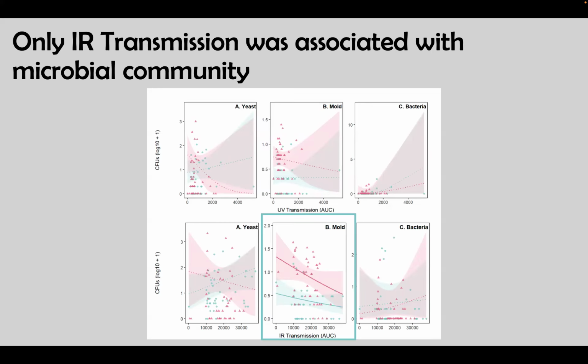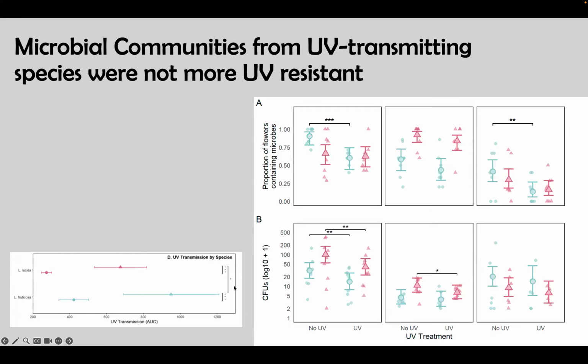I had this idea, we designed the experiment before we found the results, where perhaps if UV filtering was working, we could take the communities from flowers where I thought UV filtering was happening and then blast them with UV light. And if they'd already been filtered by UV, then the drop should be smaller. It didn't happen. So the plant that lets more UV through does show stronger filtering by UV.